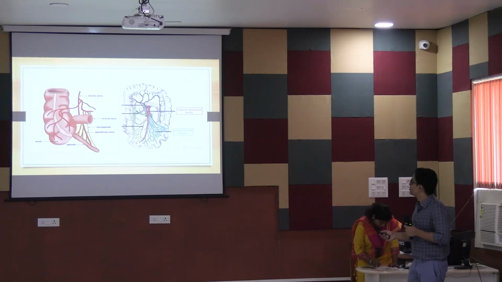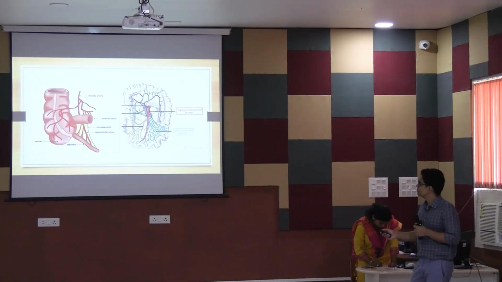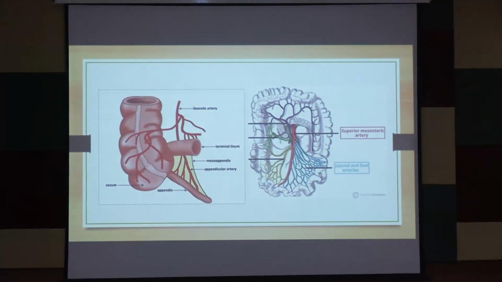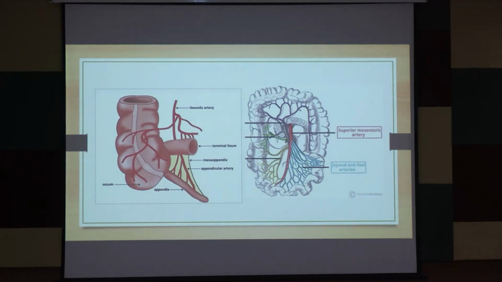We can see that the ileocolic artery is here, and a branch of this is the appendicular artery, which is found in the mesoappendix. So the mesoappendix is important because during operation you have to identify the mesoappendix and tie it so that there is no bleeding.